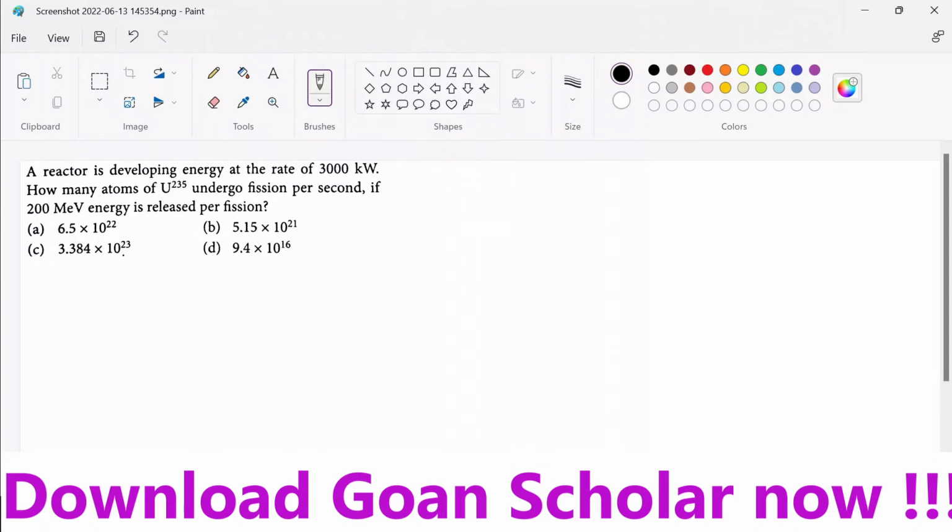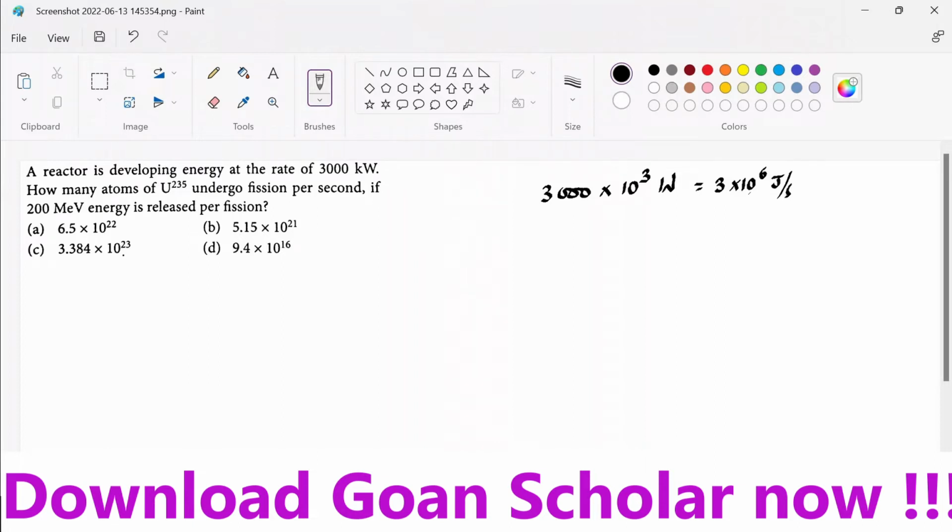Okay, let's read the question once again. It says a reactor is developing energy at the rate of 3000 kilowatt. How many atoms of uranium-235 undergo fission per second if 200 mega electron volt energy is released per fission? Beautiful question. Let's see. So first of all, what is the rate of developing energy? 3000 kilowatt. Let's multiply this kilowatt by 10 to the power 3. That will be watt. And what is watt? Sir, watt is joules per second. So we can write it as 3 into 10 to the power 6 joules per second.